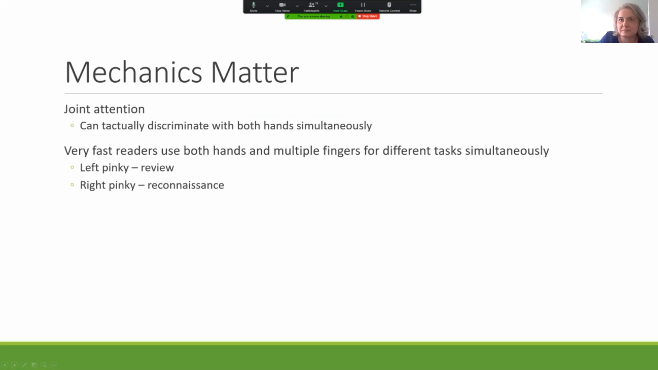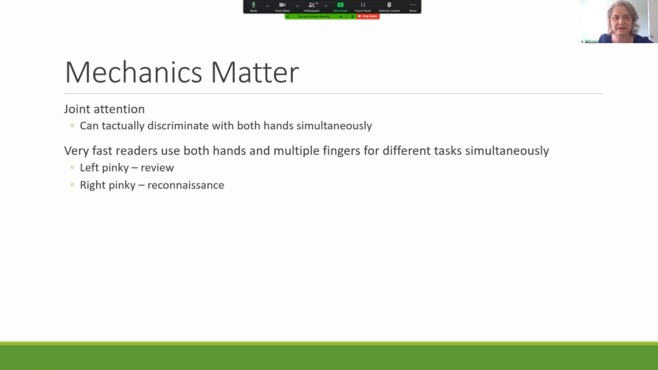But what this preliminary data that Rob and I are still kind of sussing through tells me is mechanics really do matter. So I mentioned joint attention earlier. If you think about it, you can hold two different things in different hands. If I hold a pencil in my left hand and a water bottle in my right hand, I can feel both items at the same time. My hands are working at the exact same time. When I'm reading print, my eyes can't do that.